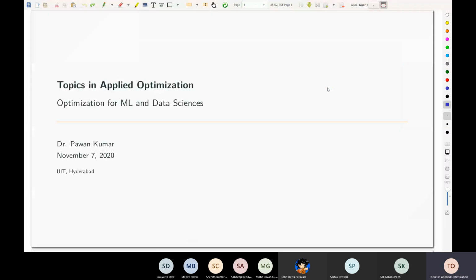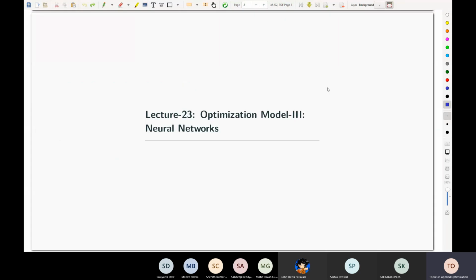Okay, so good afternoon, everyone. We will continue with lecture 23, yet another optimization model, and this time it will be neural networks.